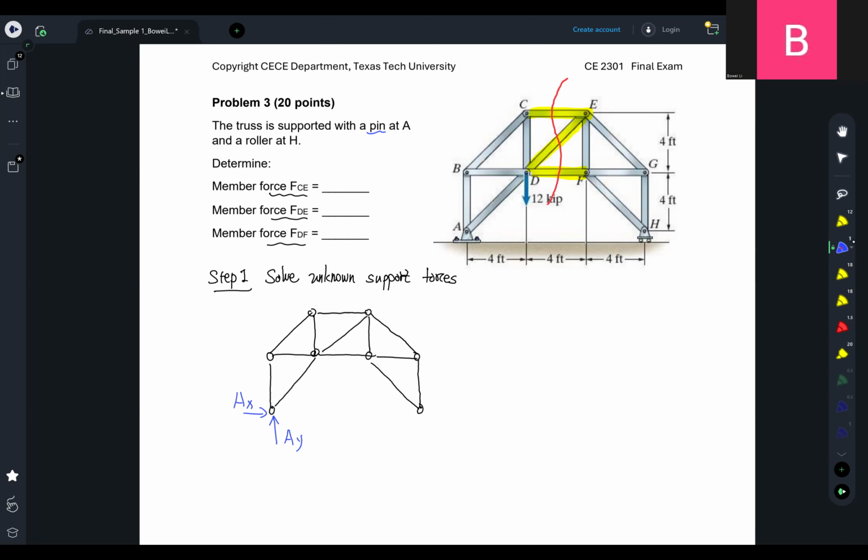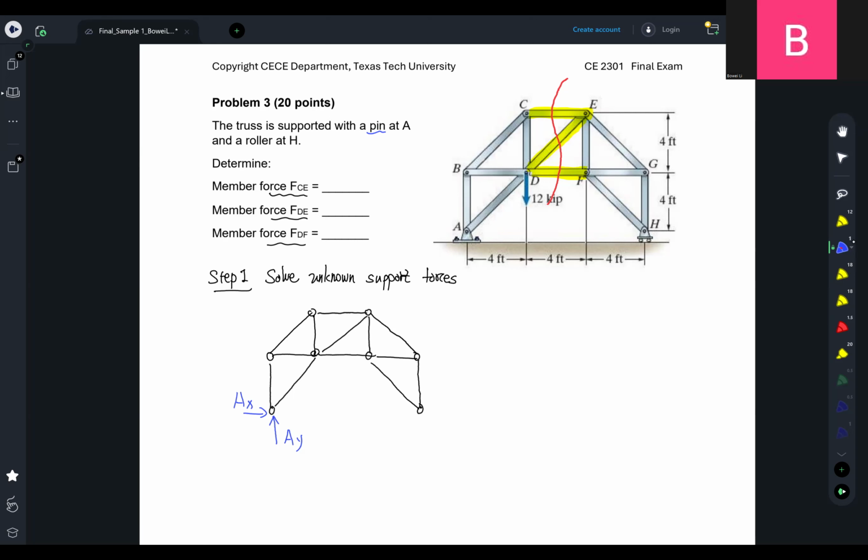So are we going to have a reaction moment at A? Here we think about whether it will allow me to rotate about A. Yes, right, because it is a pin. So we are not going to have a reaction moment at A, right? Make sense? Okay.